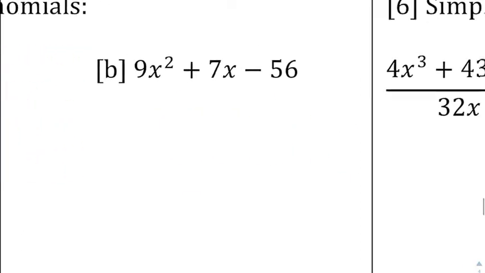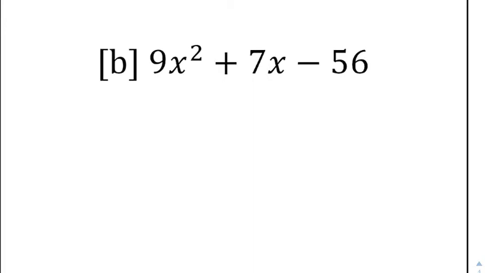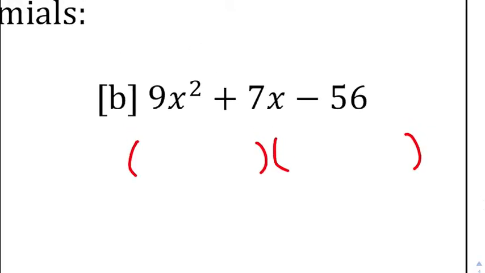All right, let's take a look at 9x squared plus 7x minus 56. So again, it's a quadratic. It may not be factorable. We should at least take a shot at factoring it. And so again, let's think about numbers that multiply to our first and last terms. We're dealing with a 9x squared again, so let's try 3x and 3x.